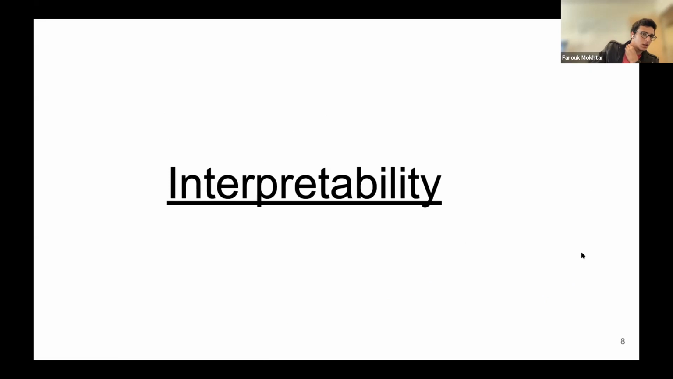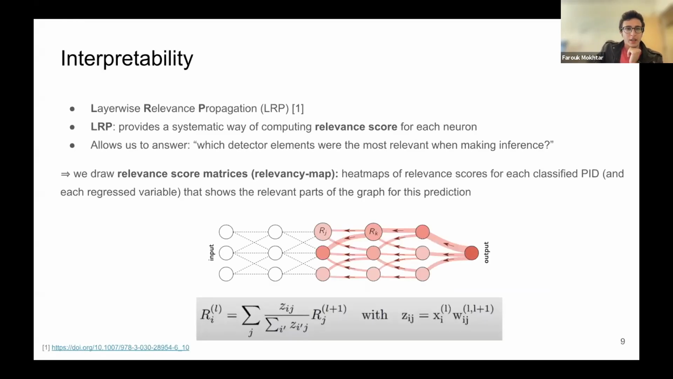Now for the second part, which probably took most of my time, the interpretability. We're exploring a technique called layer-wise relevance propagation. Basically, it's a technique that allows you to compute a relevance score for each neuron in the network. You can then start answering a question like: which detected elements were the most relevant when making the inference? So we attempt to draw a relevance score matrix, or what we call a relevancy map, which is a heat map of relevance scores for each classified PID that shows the relevant parts of the graph for this prediction.